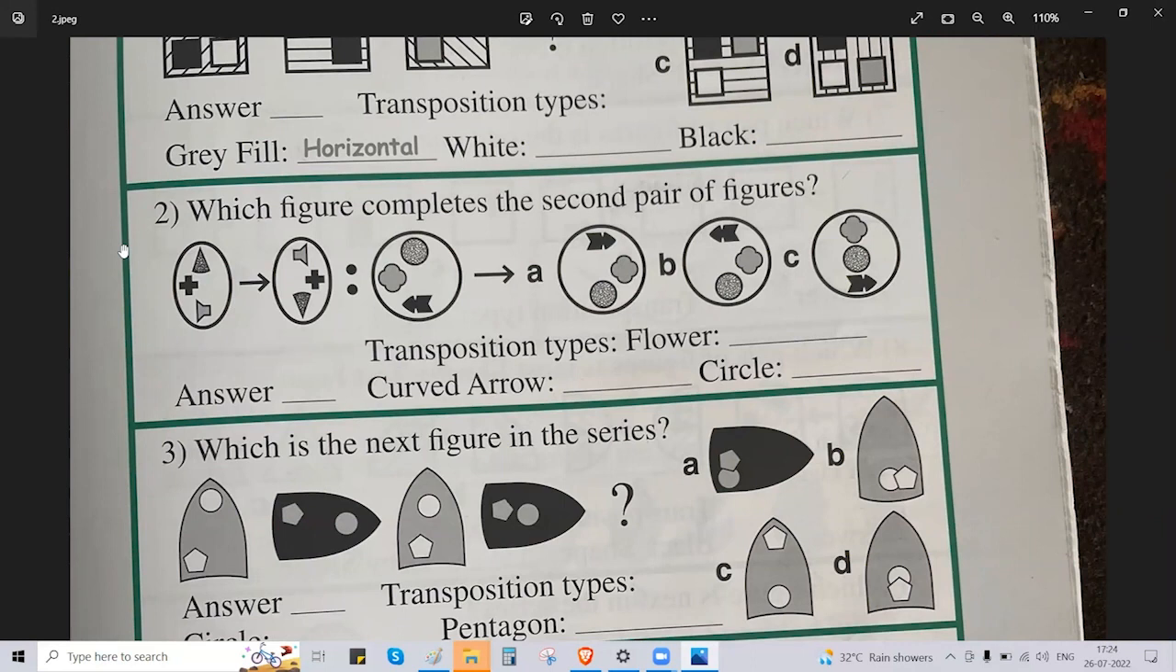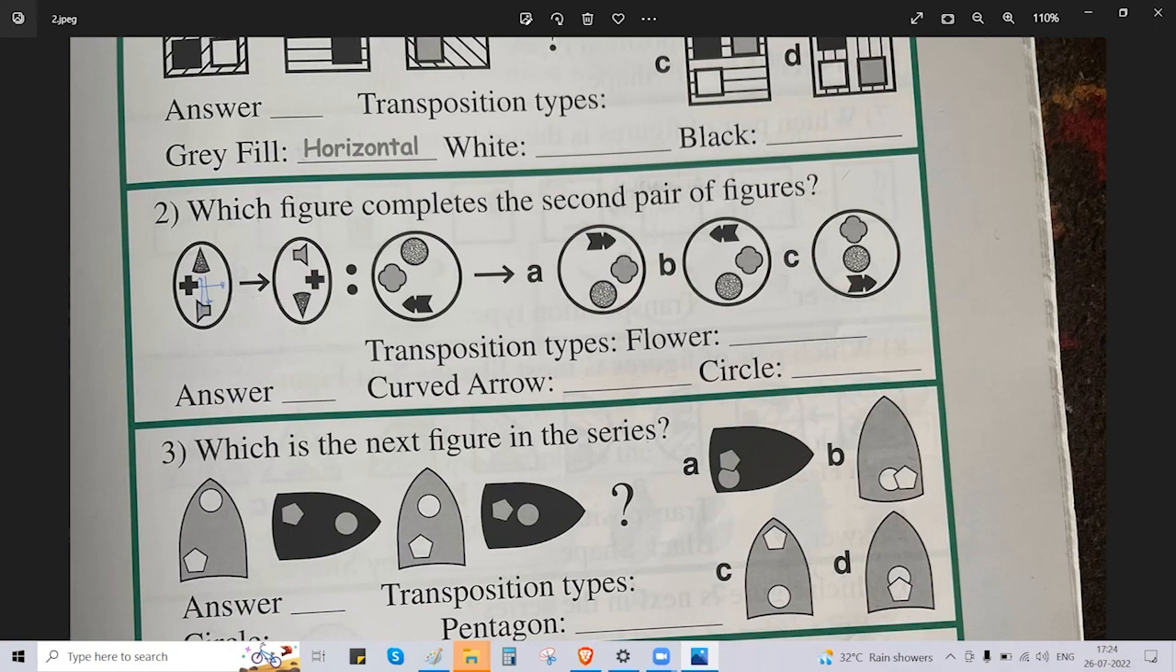Question number 2 says which figure completes the second pair of figures. So the figure that completes the second pair of figures is going to be. First, let's see. So this one goes down and this one goes up. They switch places. So kind of like this. And then we know this one goes horizontal like this. So it forms an H.